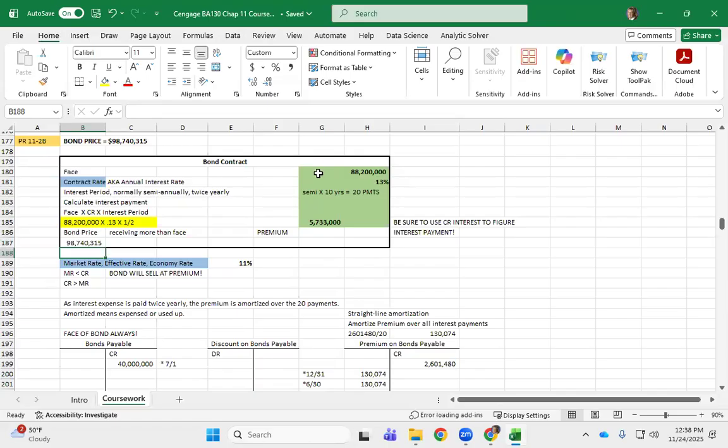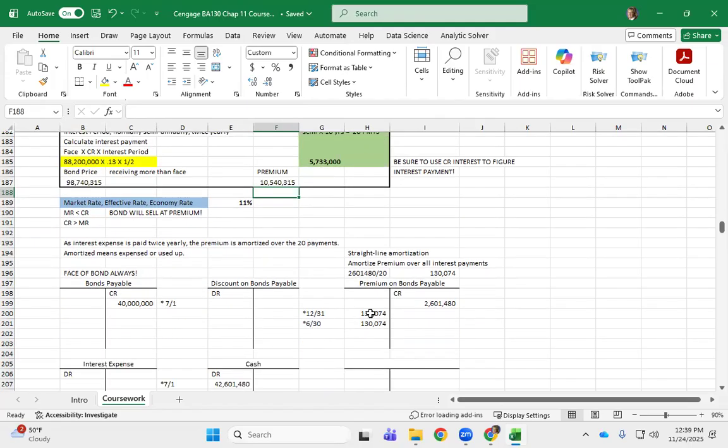So one more time, my bond price is 98,740,315. What is my bond face? 88 million. Wow, I'm getting about 10 million more than what my face is, right? I need to know what my premium is. What is the difference between the bond price and the face on the bond? You'll want to know what that is. I got $10,540,315 more for my bond. Notice I have a premium on bonds payable account now instead of the discount.